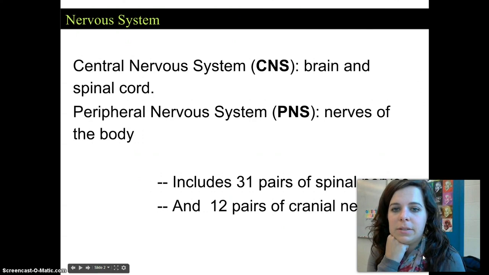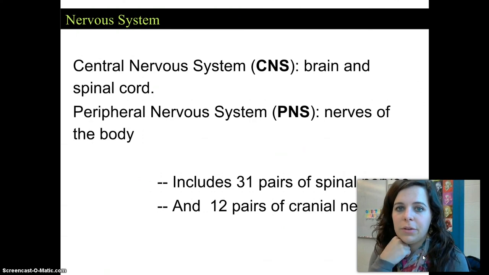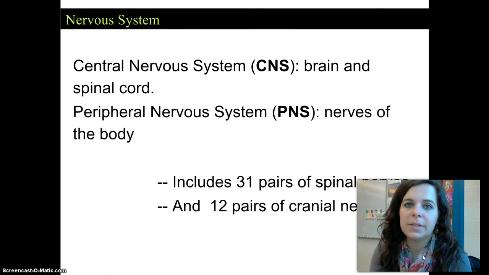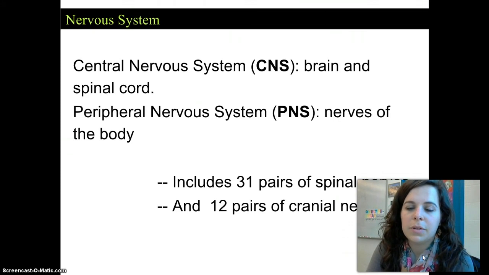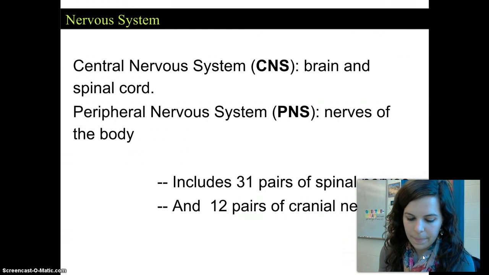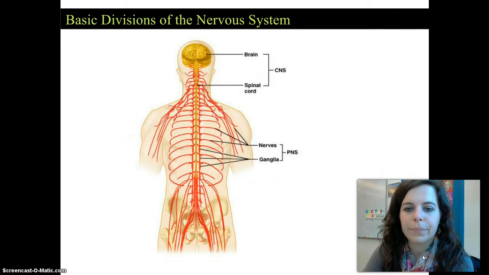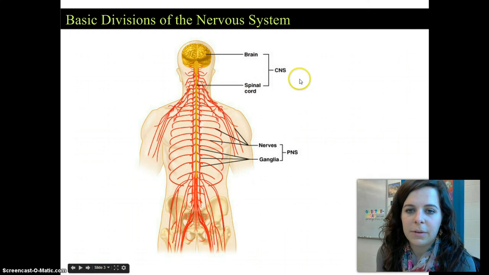So the nervous system is separated into two parts. The central nervous system, which consists of the brain and spinal cord only, and then the peripheral nervous system, which is the nerves of the body. That's 31 spinal nerves as well as 12 pairs of cranial nerves, which are related directly to the brain. So here's your basic division. You have your brain and your spinal cord, which make up the CNS, and then the nerves and the ganglia, which make up the peripheral.